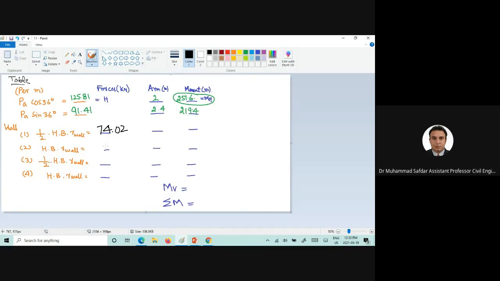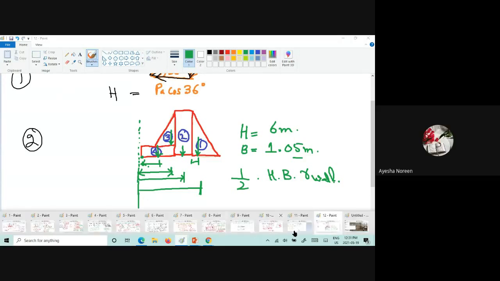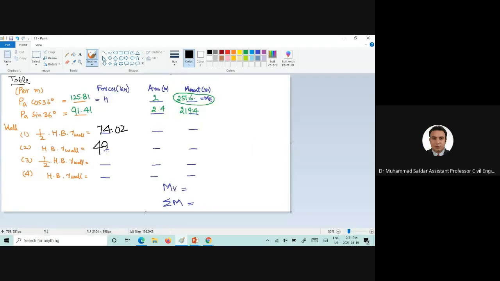Okay. And how about the second part, H into B into gamma of the wall, which you can find out from here. So this is the second portion of the retaining wall. Width is 0.7 and height is 6 meter. 49.35.